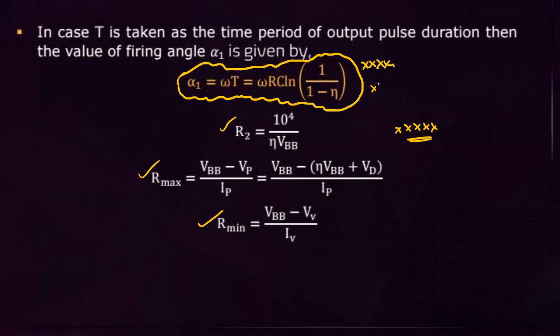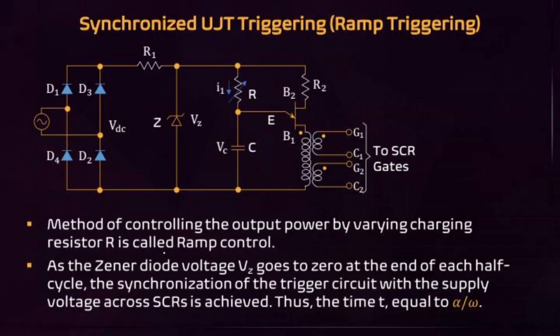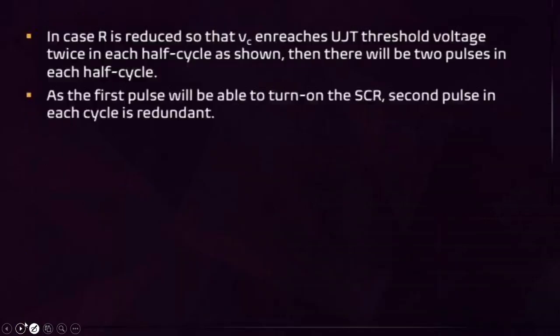From this, it is asking what the frequency or time period of frequency is, and then synchronized UJT triggering. This is also called ramp triggering. Why is the name given as ramp triggering? The method of controlling the output power by varying the charging resistor R is called ramp control. By varying the charging resistor R, the controlling of output is done. That's why it is called the ramp control technique. Here the time is equal to alpha by omega, that you see in the waveform.